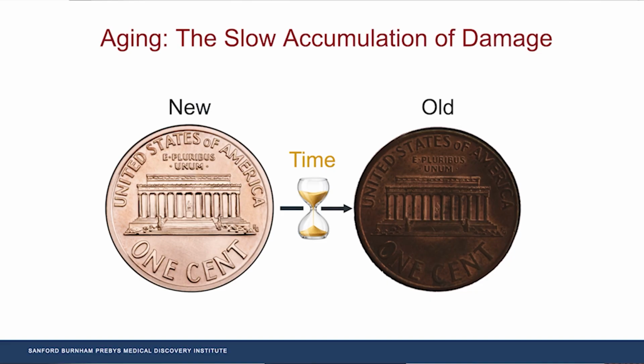So, what is aging? Aging is really the slow accumulation of damage. As you can see here, illustrated with this penny, over time it accumulates a lot of grime and dirt and doesn't look as shiny as when it was new. And this is all due to environmental factors, right? So this also happens in our cells.